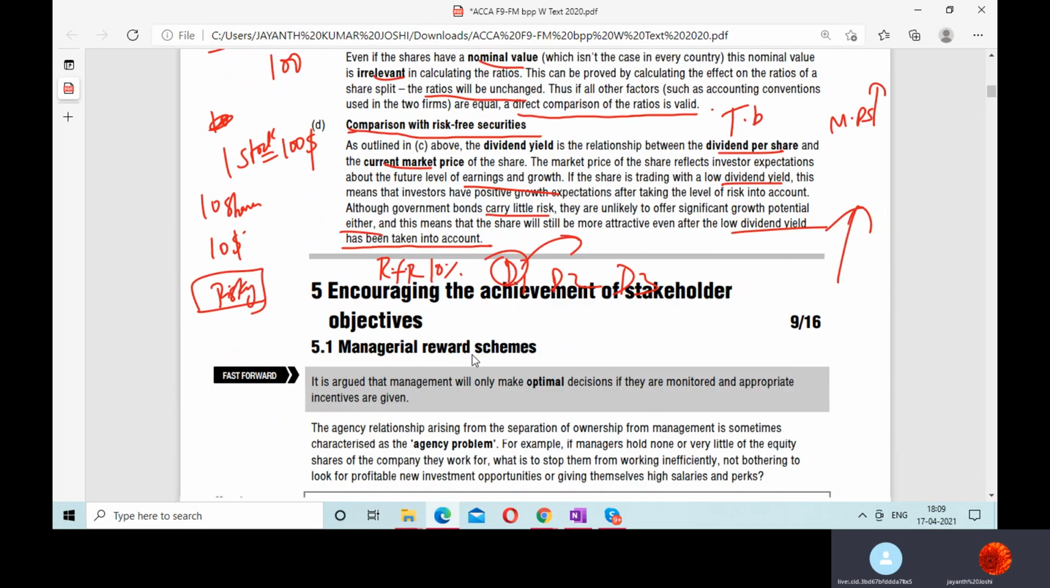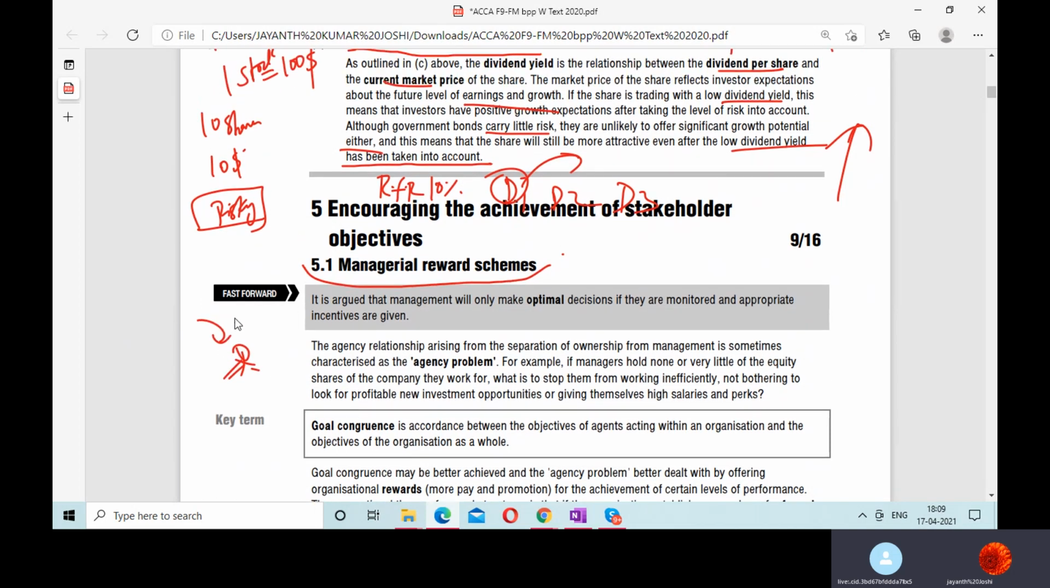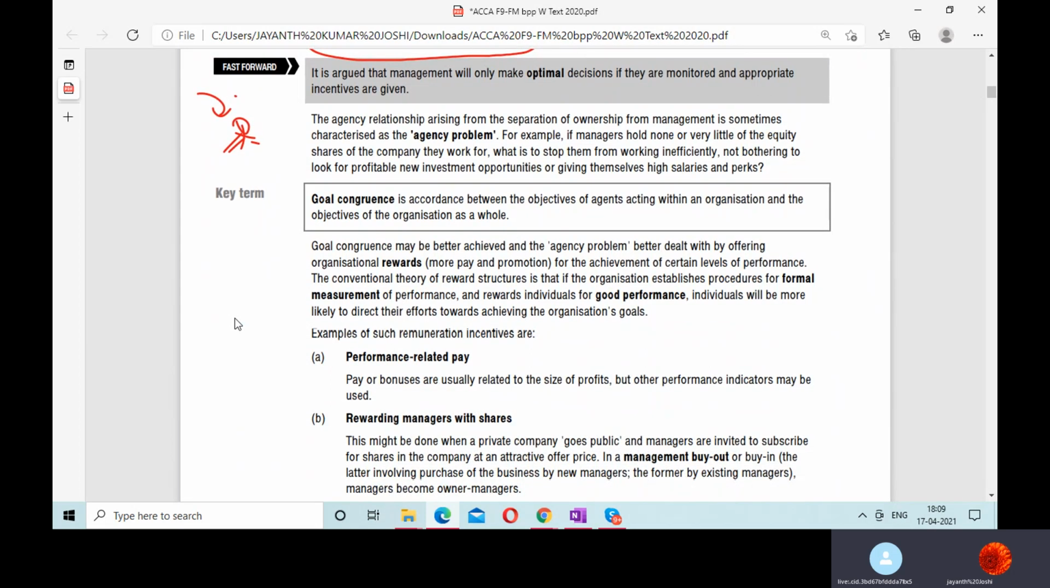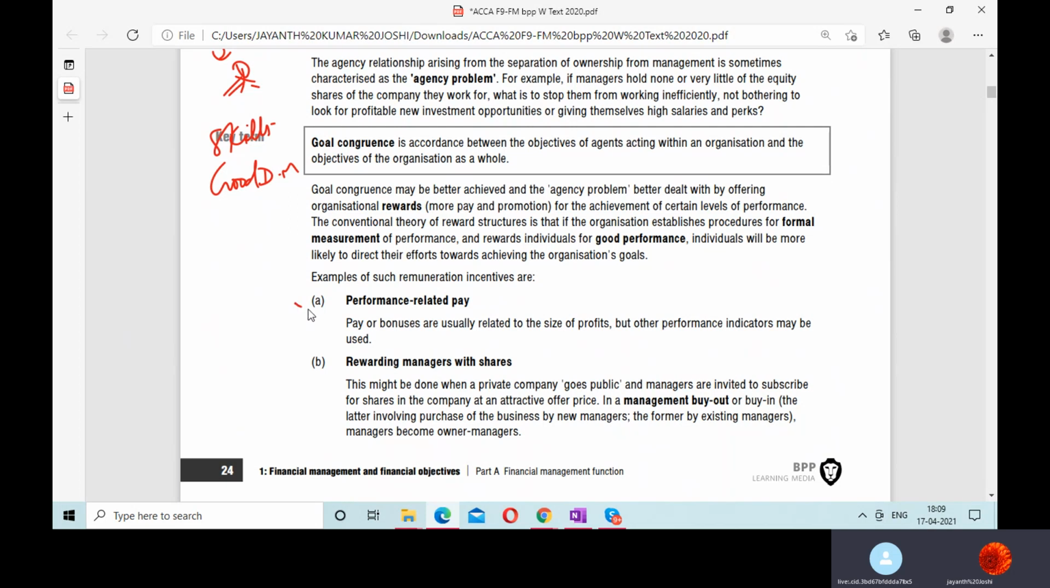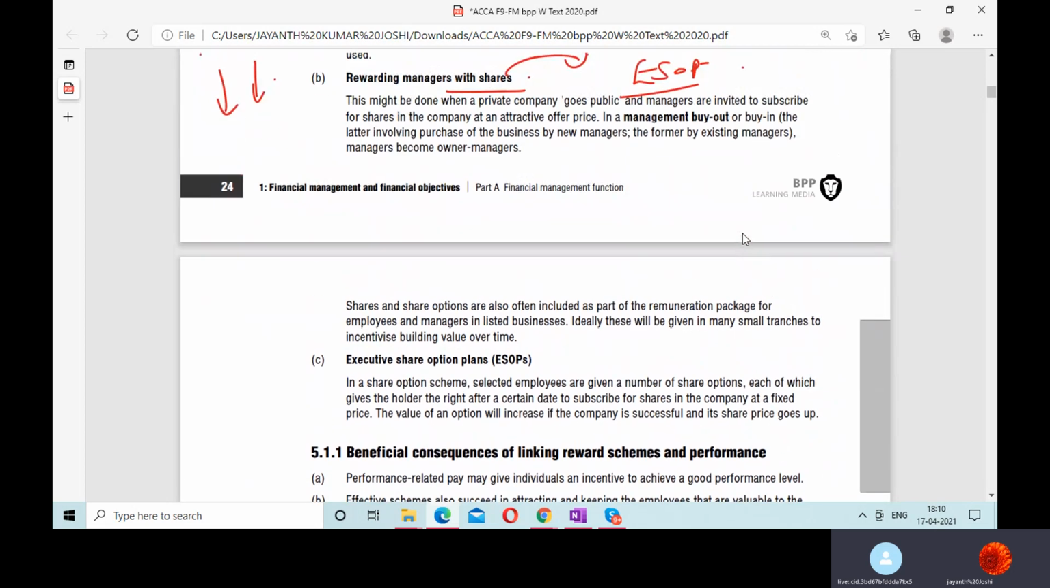Let's come down to managerial reward schemes. You, being a manager of a company, will be rewarded for what? For your good decision making, your skills, leadership qualities, and so on. So we will give you good benefits. We'll go for performance related pay. Good performance, good pay. Positive correlation. If you perform less, they give you less money. Either we make you a director in the company, which means we make you a shareholder also, by ESOP, employee stock option plans.